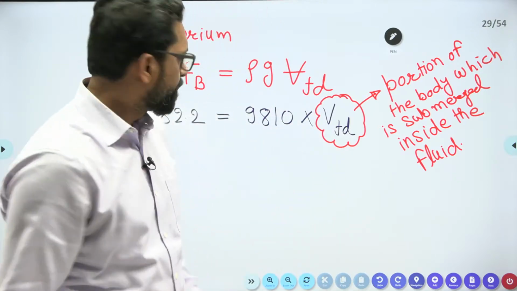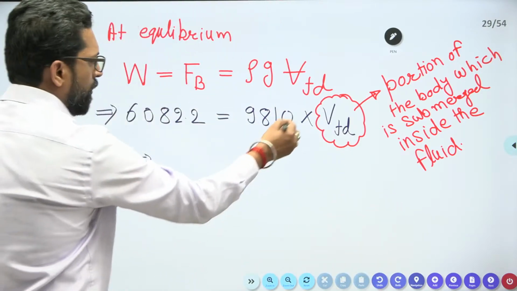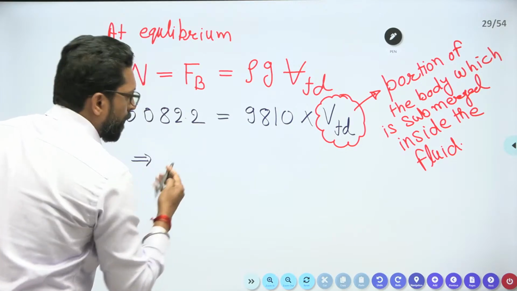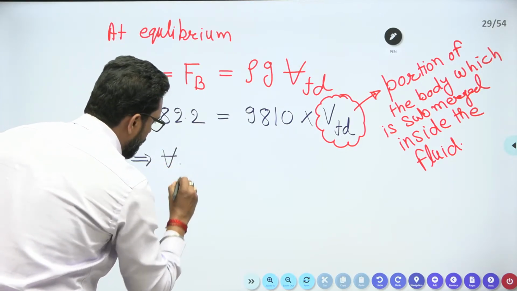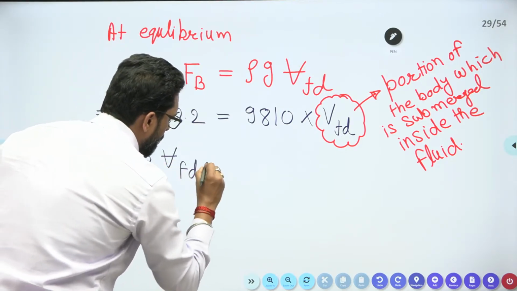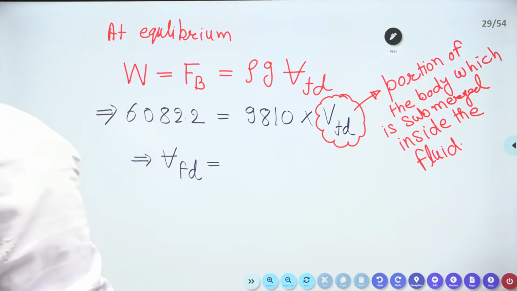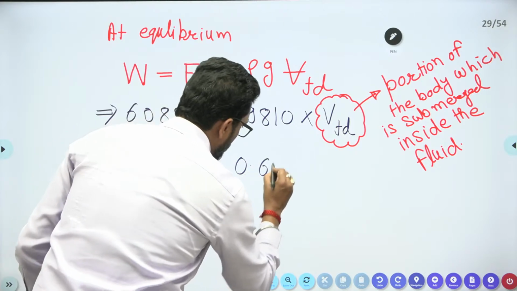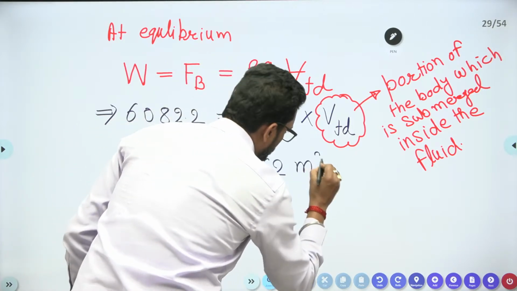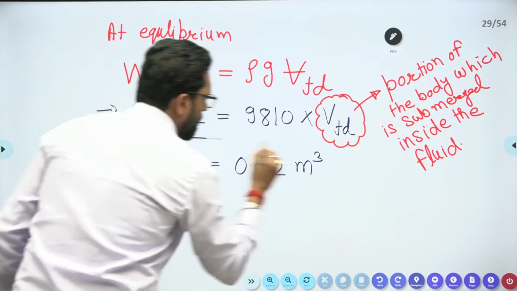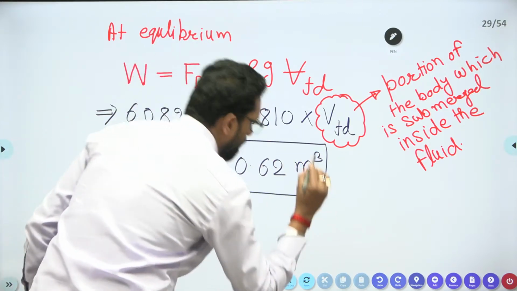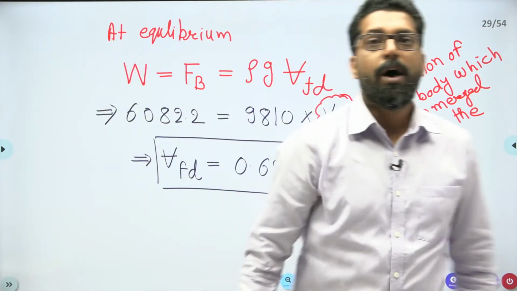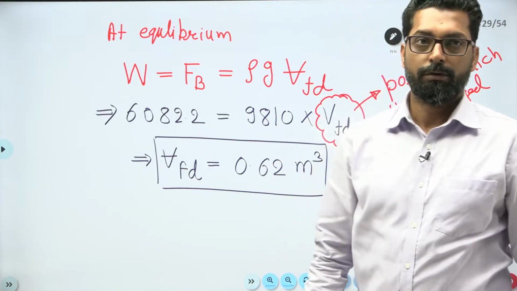Okay. So this volume of fluid displaced, how much is it, beta? Just calculate it. 0.62 meter cube. Okay, yes or no? 0.62 meter cube. Okay, no problem at all.